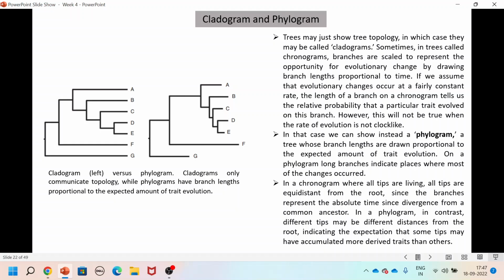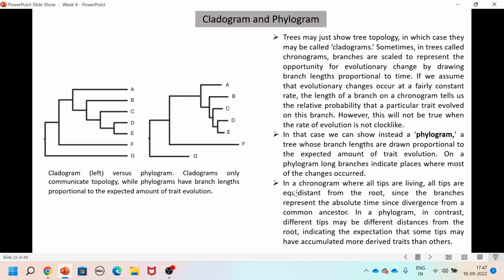It just shows that F evolved earlier from this node, and it acquired certain traits, and the amount of traits which it has acquired during the evolution is shown by the length of the branch in this phylogenetic tree. Similarly, from the time of originating of D and E, how many different traits they have acquired during the course of evolution is shown by the branch lengths of D and E.